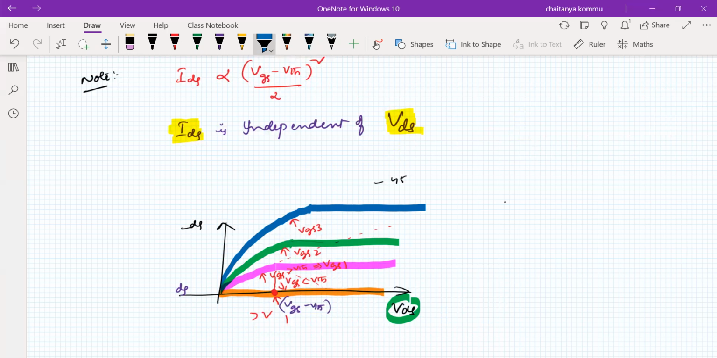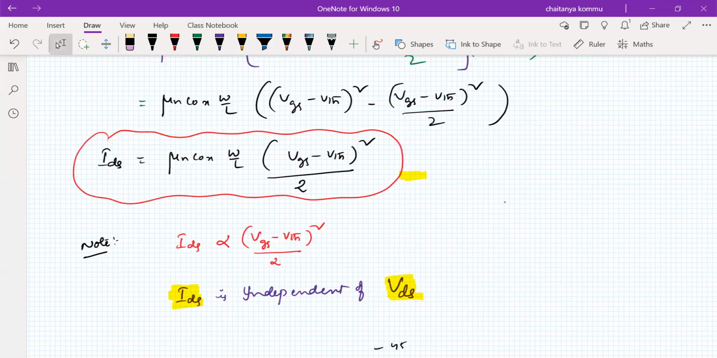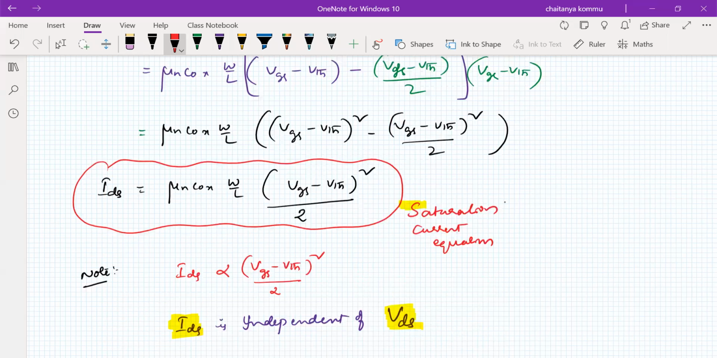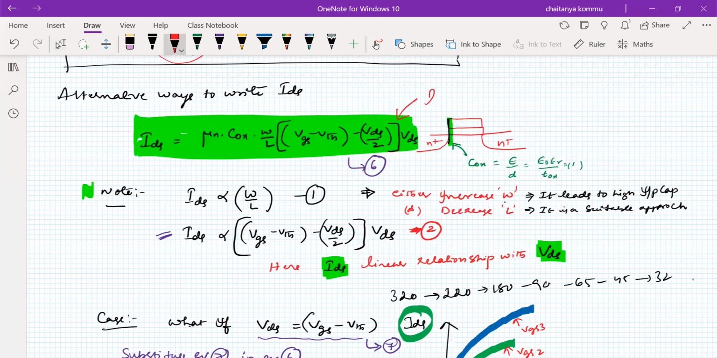So this is how we can derive the mathematical equations to characterize the MOS transistor. Generally this is called the saturation current equation. And this is called the linear current equation.